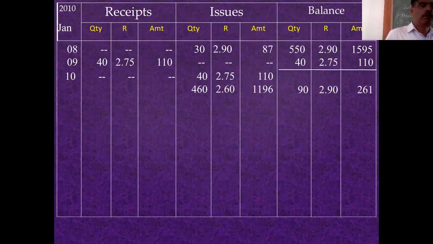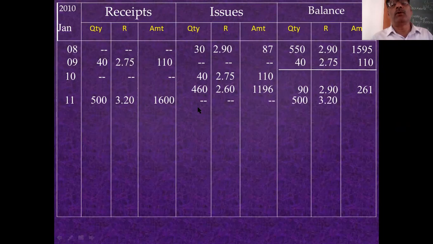Next date. What is next date? Purchase 500 units, rate is 3.20, amount is 1600. Clear? Then take to the balance column. 500 at the rate of 3.20, 1600. Clear?